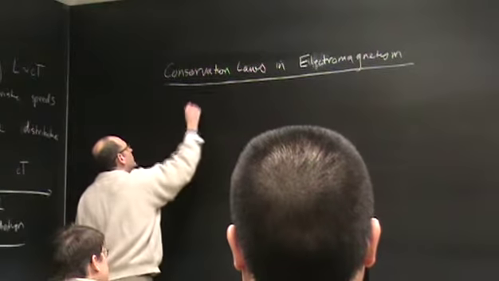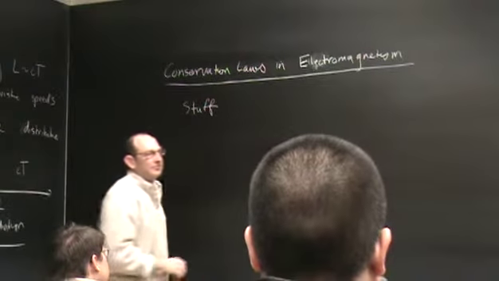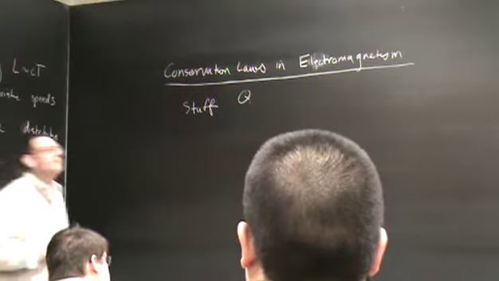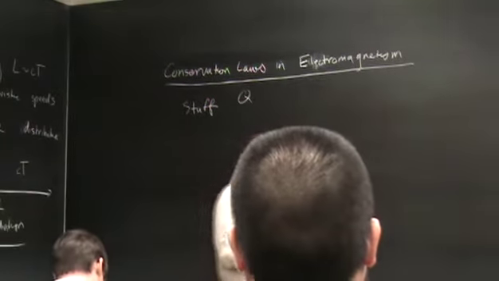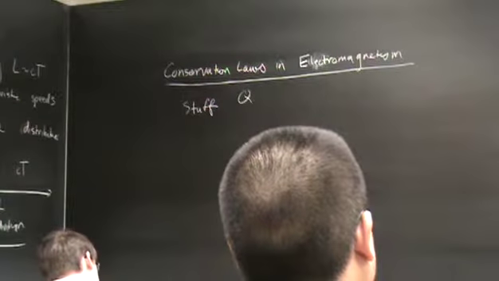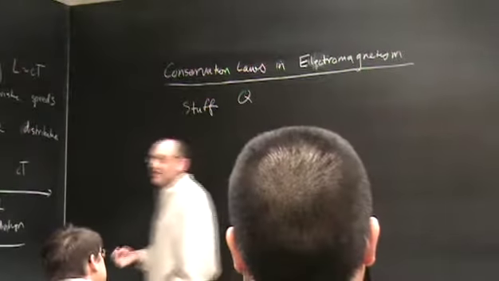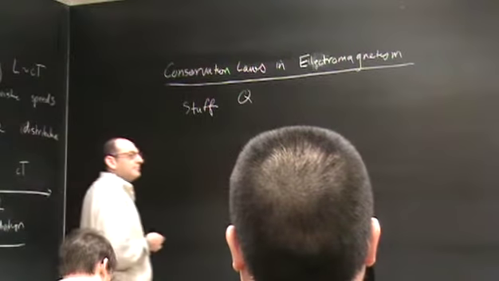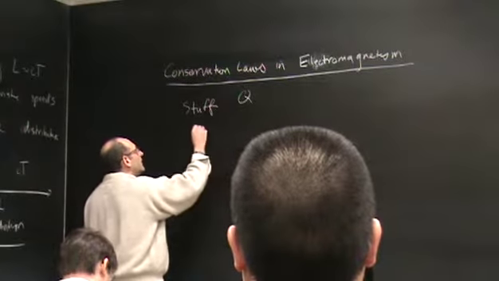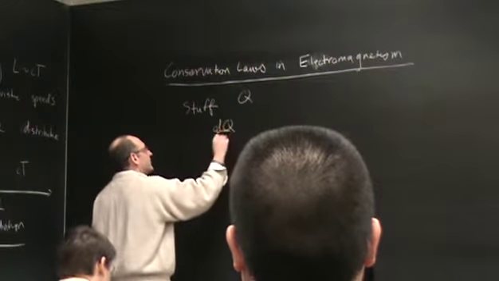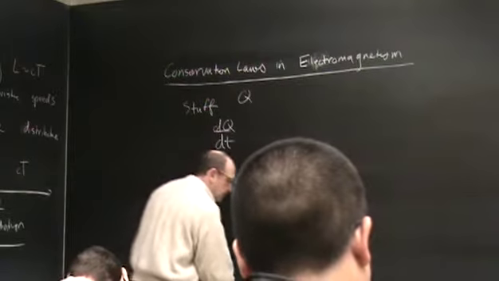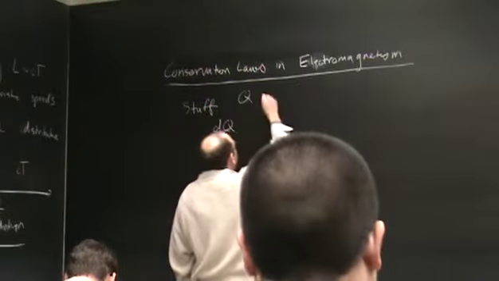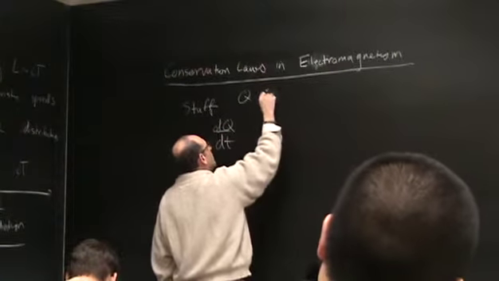It says if I have stuff, like charge, or whatever that stuff is, energy, momentum, mass, ideas, maybe they're not conserved, but that's okay, we can take that into account. We want to know what is the rate of change of this total amount of stuff. Well, we can think about this stuff, we can define a few quantities.